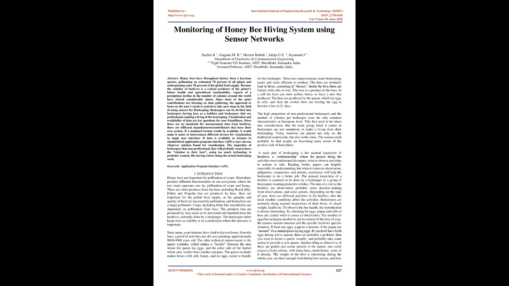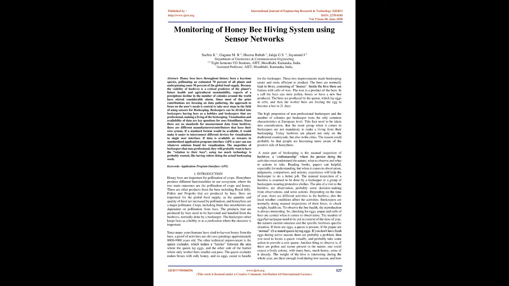Introduction. Honeybees are important for pollination of crops. Honeybees produce different functionalities in our ecosystem, where the two main outcomes are the pollination of crops and honey. There are other products from the bees including royal jelly, pollen, and propolis. Bees are important for the global food supply, as the quantity and quality of food are increased by pollination, and honeybees are a major pollinator. Crops, including fruits like strawberries, are dependent on pollination from bees.